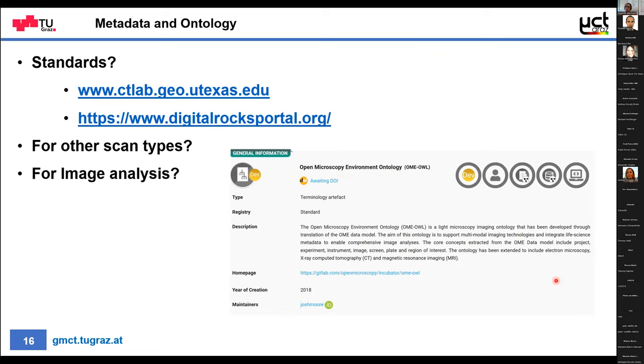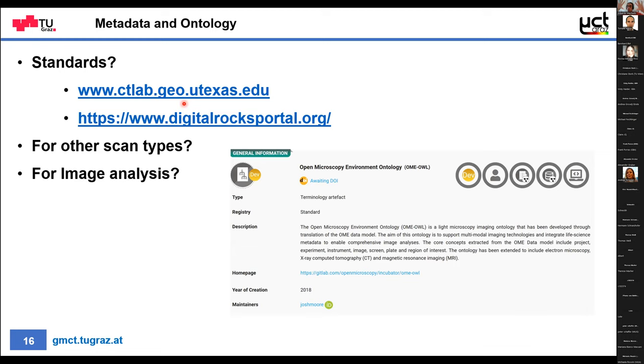This is quite important, the metadata and the ontology. During the first time, I based my decision of what is important for the publication on repositories in the USA, mainly for geology. And I tried to match all of these.